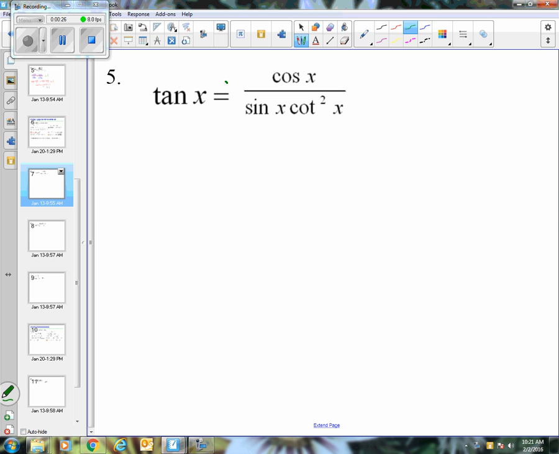the same values. Remember, the difference in verifying is this equal sign. We have a statement of equality. We're trying to show that these two things are equal. All right, so let's take a look.